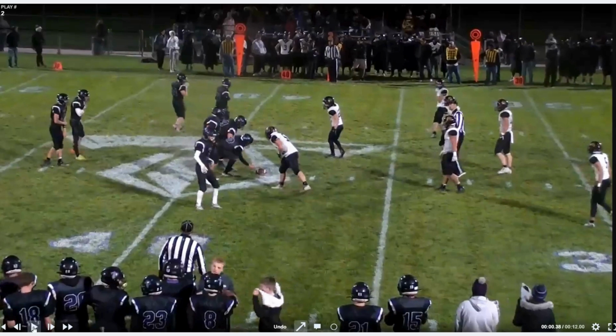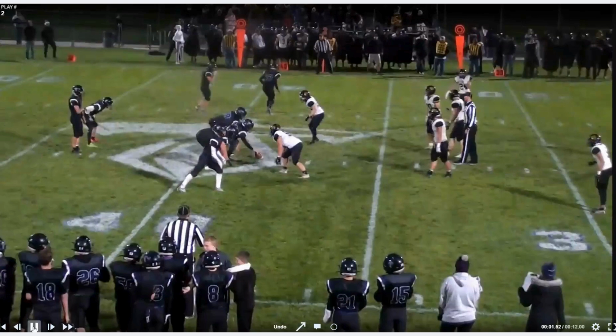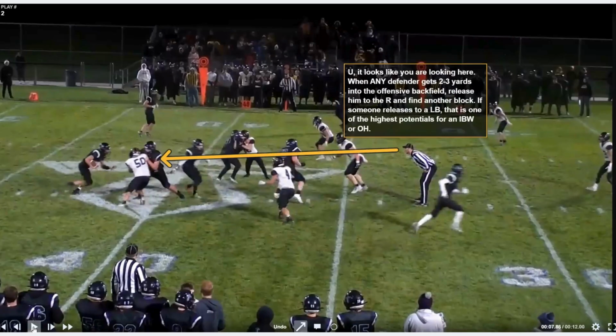Again, knowing it's a foul and who should see it. In this case, again, we have a running back who's going to come out and get a block on a linebacker. If we take a look right here, it looks like our umpire is looking right through all this action to this block. As my note here says, when any defender, generally our umpire has guard, center, guard, even if the nose guard beats the center, once he's 2 to 3 yards in the offensive backfield, we just need to totally release him and find another block.